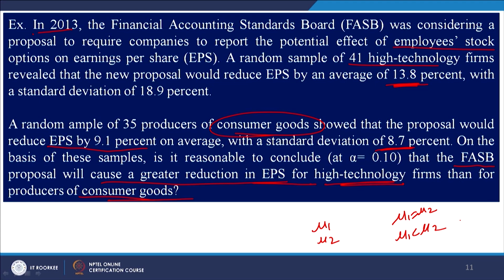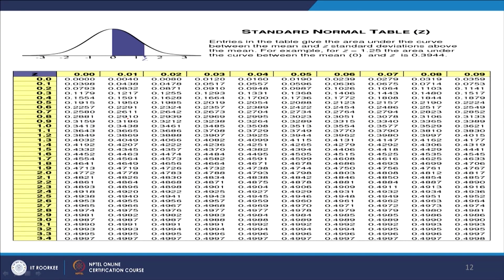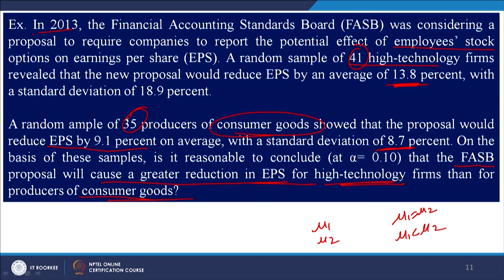Now, we will work out this question. If you see this question, the sample sizes are more than 30 in both cases. You have got 41 and you have got 35. So, we will again be applying a Z test. We need to calculate the critical value approach first. For the critical value approach at 0.10, it is 0.9 divided by 2, it is 0.45. So, look at the value of Z when the area under the curve is 0.45.